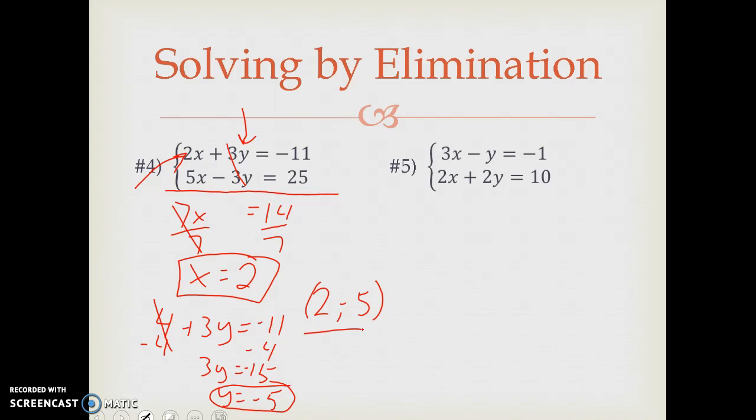And I could plug that into both equations, and if I plug it into the first equation, it should give me a negative 11. And if I plug a 2 in for x and a negative 5 in for y into the second equation, it should give me a positive 25.